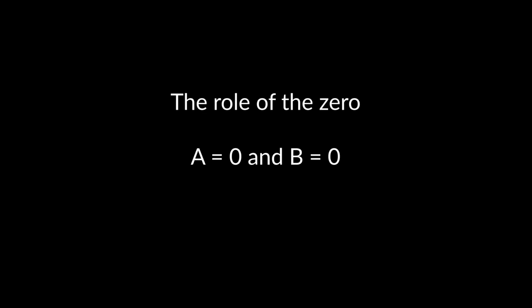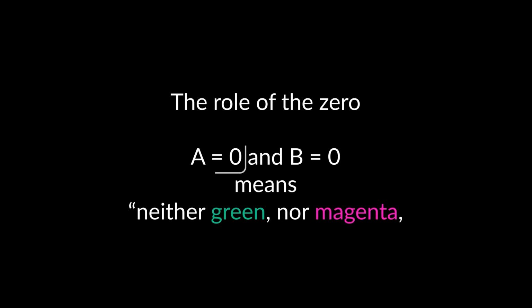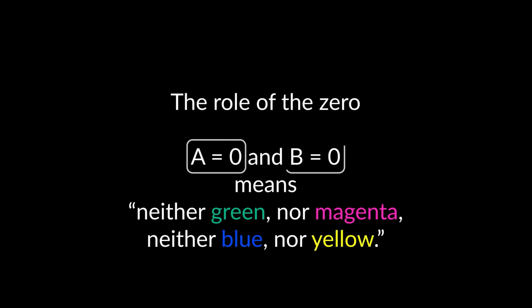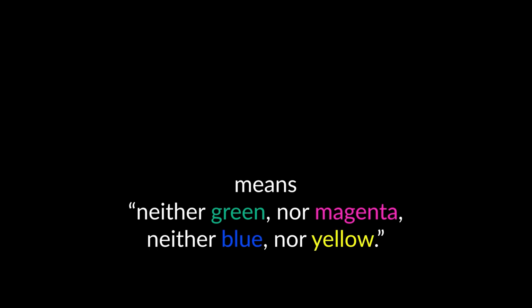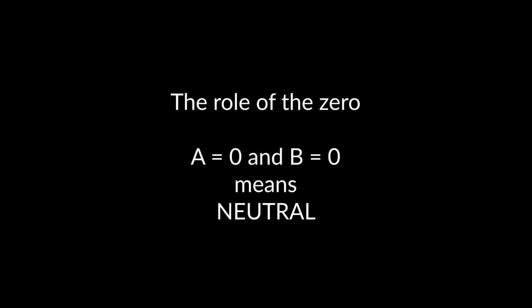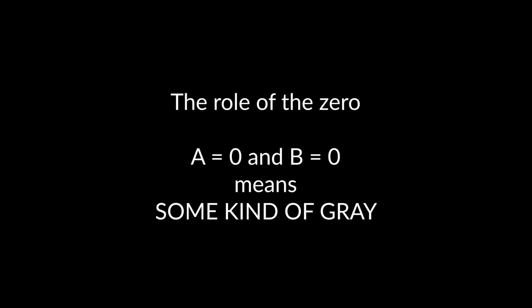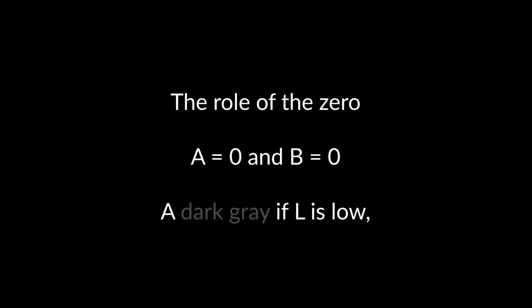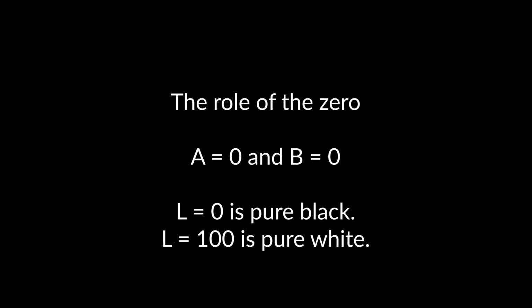An important point is the zero, which divides negative and positive numbers in two. If a color has A equal to 0 and B equal to 0, it is neither green nor magenta, neither blue nor yellow. Since repeating this statement every time would quickly bring us to insanity, we call this color neutral and realize it's some kind of gray. Which gray? Well, dark if the L component is low, light if it is high. L equal to 0 corresponds to pure black. L equal to 100 to pure white.